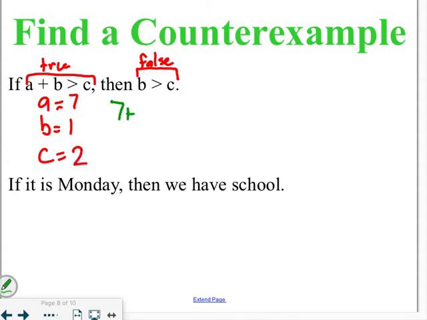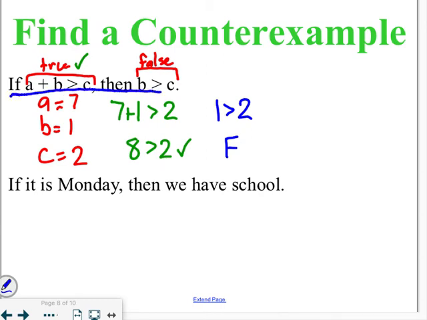7 plus 1 is greater than 2. 8 is in fact greater than 2. So our first part of the statement is true. The second part says that B is greater than C. That's false. So that proves that this whole statement is not actually a true statement. So if A plus B is greater than C, then B has to be greater than C is not a true statement. We found our counterexample with numbers that make that untrue.